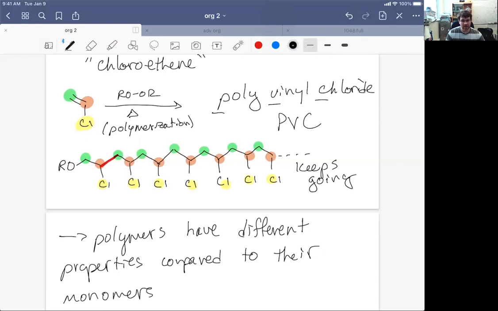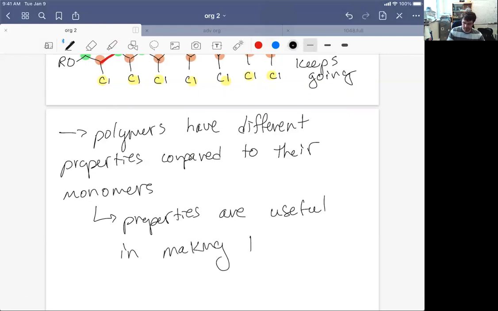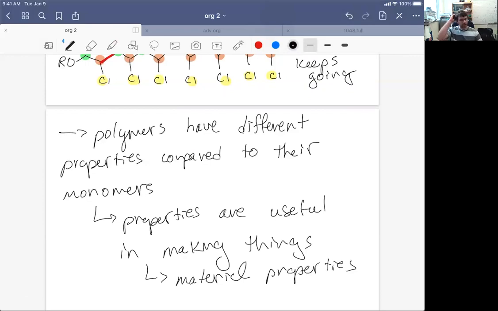Okay. The important thing is that new properties emerge from polymerization, and we can use these to get access to materials. These properties are useful in making things. That is to say, they have material properties. Like PVC is very sturdy, okay? And maybe you want something that doesn't have chlorine atoms.